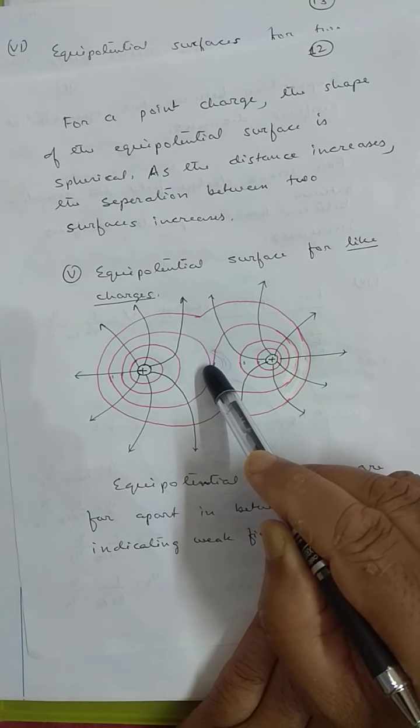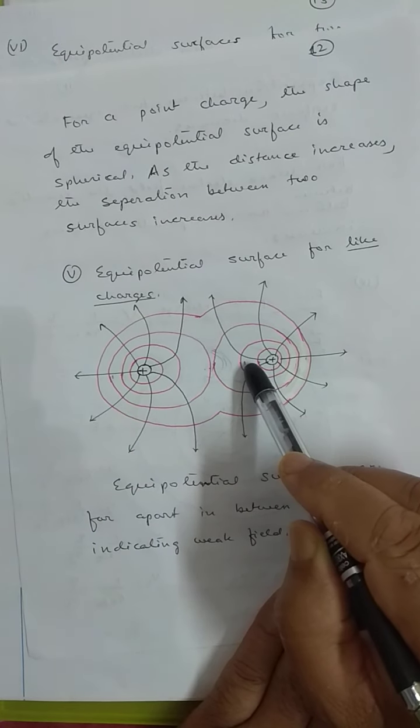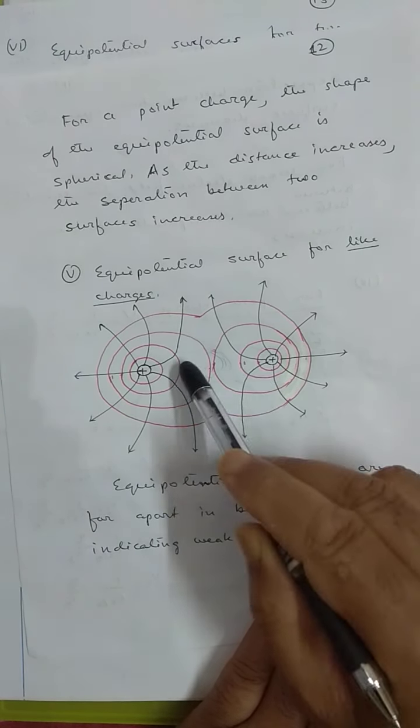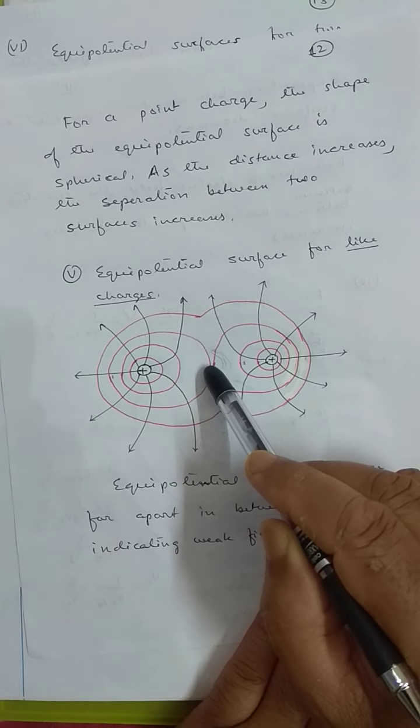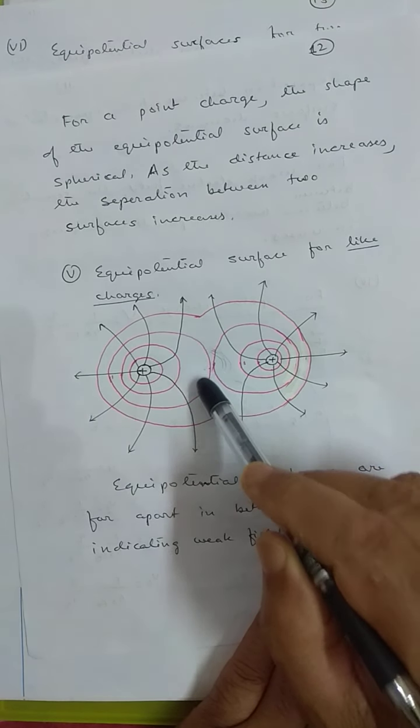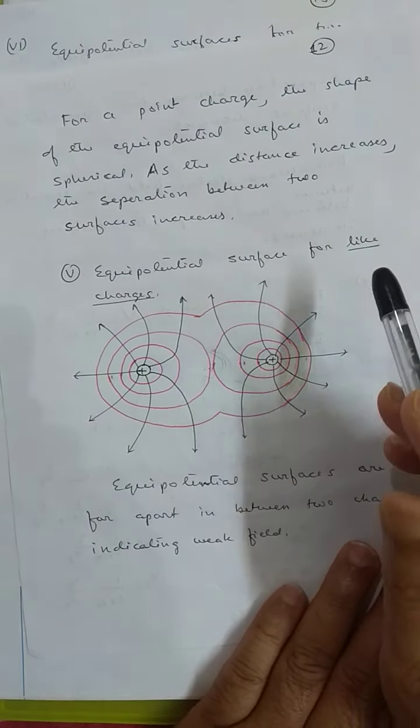At a point exactly at the midpoint of two like charges of equal magnitude, electric field intensity is zero, but electrostatic potential is non-zero. Is it okay?